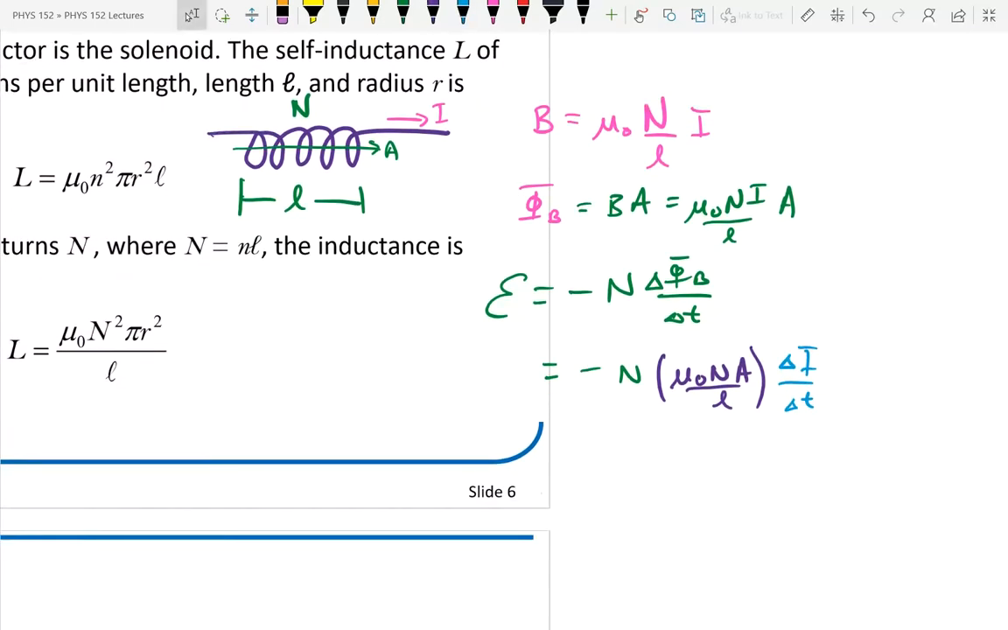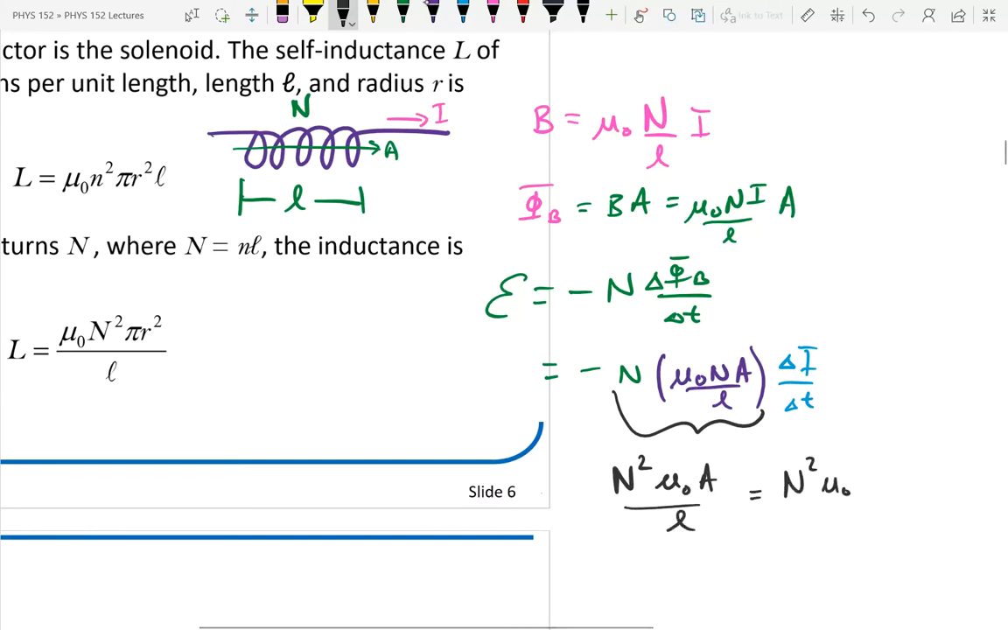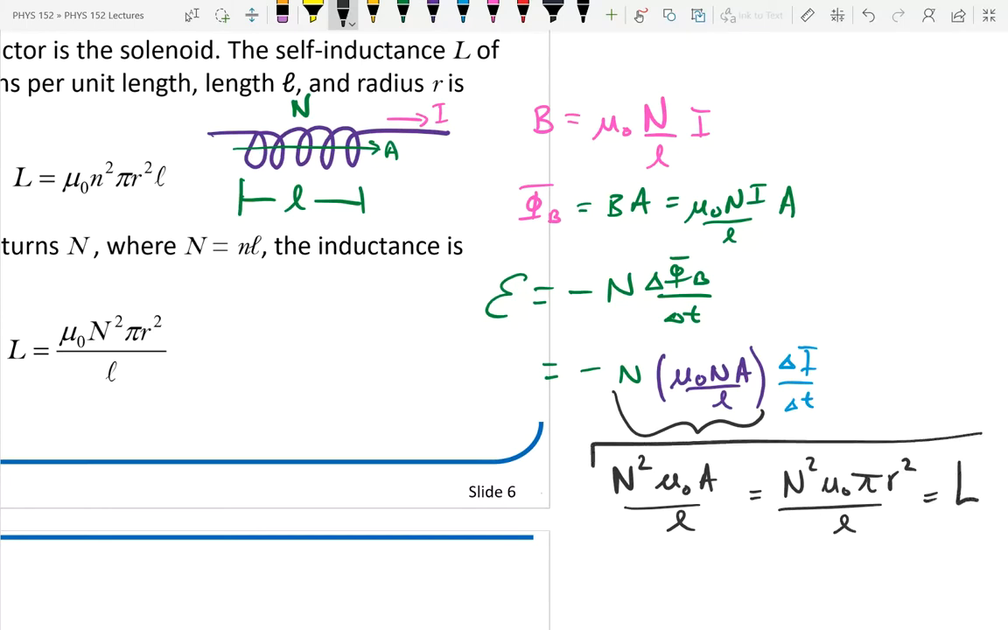I have that. And so I can take this piece right here, which is N squared mu naught area over length, or if you prefer, N squared mu naught, where the area of a circle is pi r squared. And that's equal to the inductance. So we can calculate the physical inductance for a coil of wire in a method exactly analogous to how we calculated the capacitance for two parallel plates.